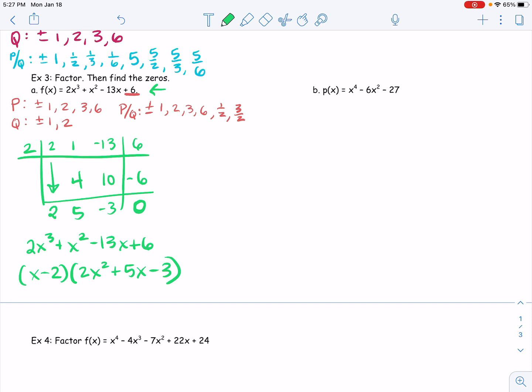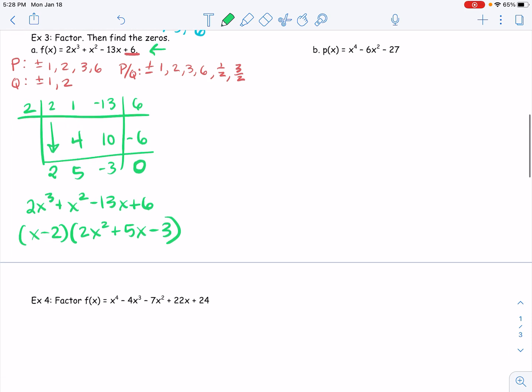Factor. Is there a GCF? No. It has 3 terms. Is it a perfect square trinomial? No. AC method. So -3 times 2 is a -6. Are there factors of -6 that add up to a +5? Ding, ding, ding. Yes, there are. It's +6 and -1. All I need to do is factor this by grouping now.